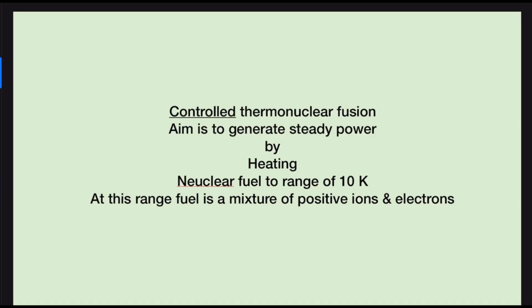A natural thermonuclear fusion process in a star can be replicated in a controlled thermonuclear fusion process, and its aim is to generate steady power by heating nuclear fuel to a very high temperature range. At this range the fuel is a mixture of positive ions and electrons, and the biggest challenge is to confine this plasma. Several countries, including India, are developing such techniques so we can have an unlimited power supply.